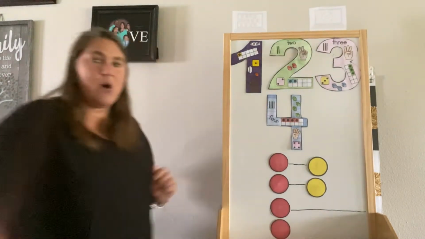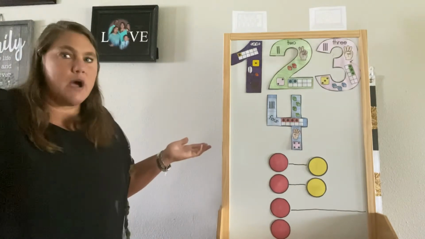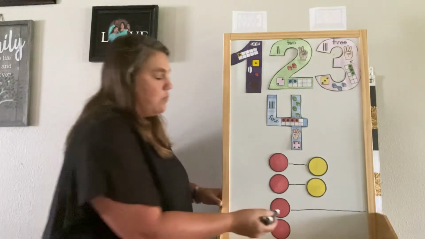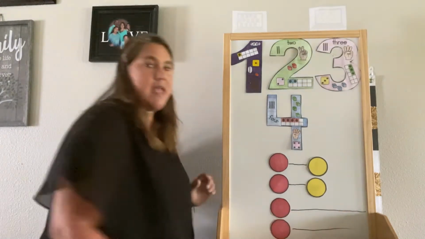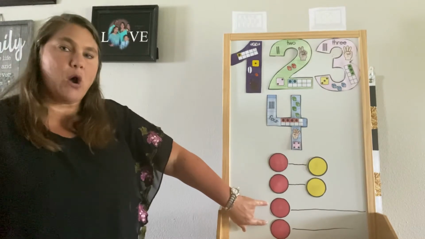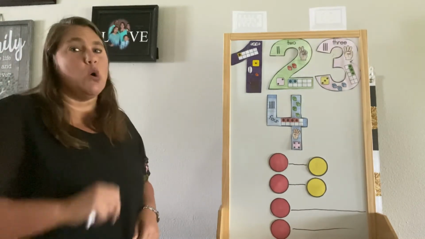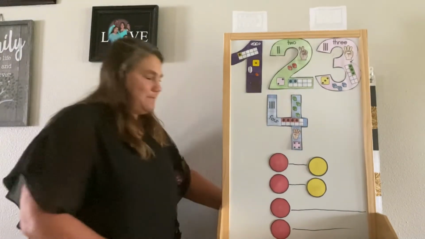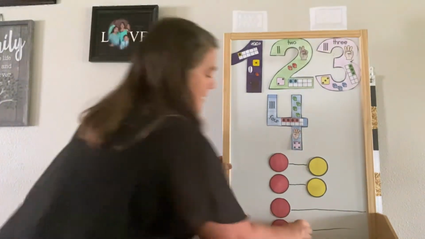Does he have a partner? No, he doesn't have a yellow partner. So I have more red than yellow. Because look, these 2 circles don't have a partner. So I have 2 more red dots than yellow dots. Very good, friends. You ready to try it again?